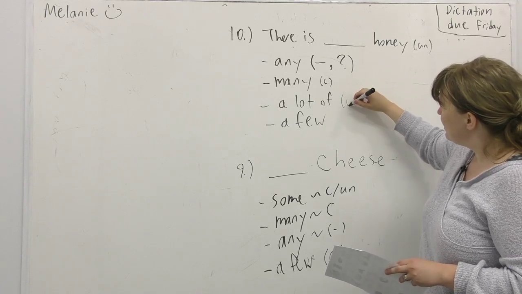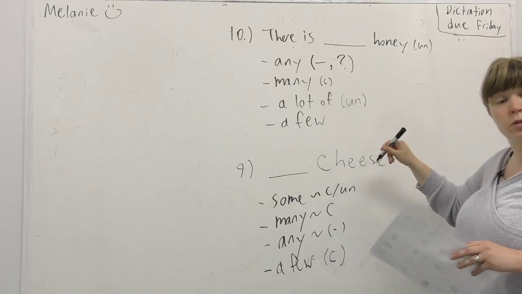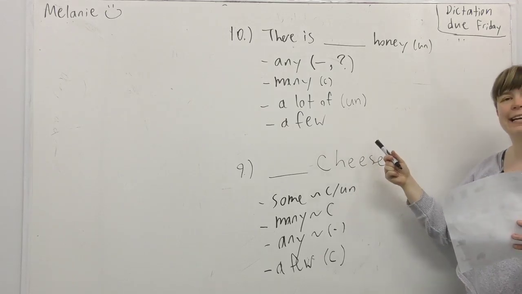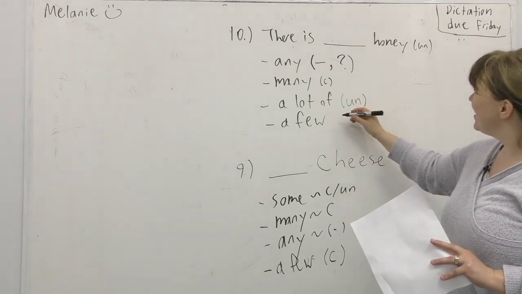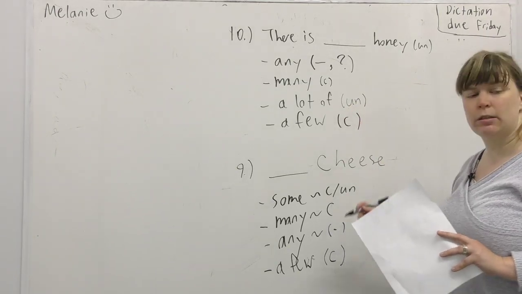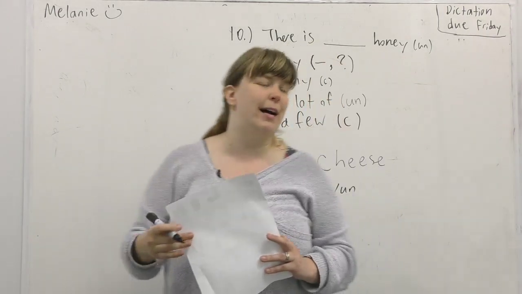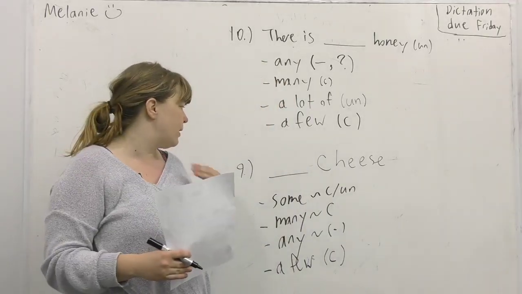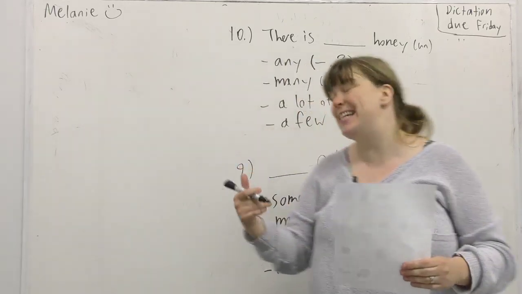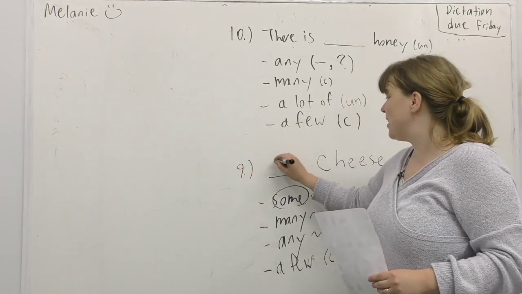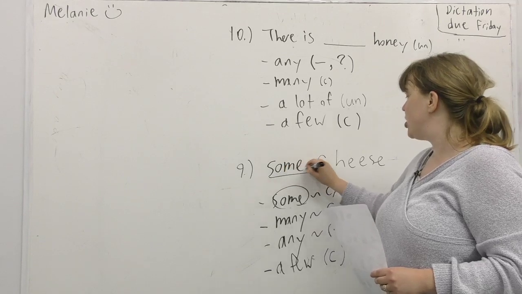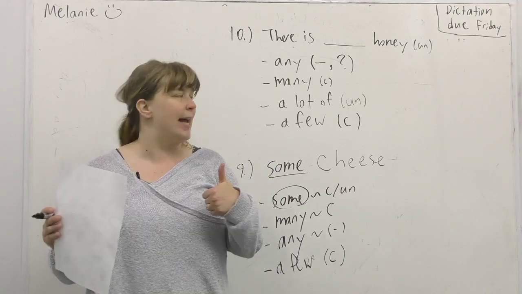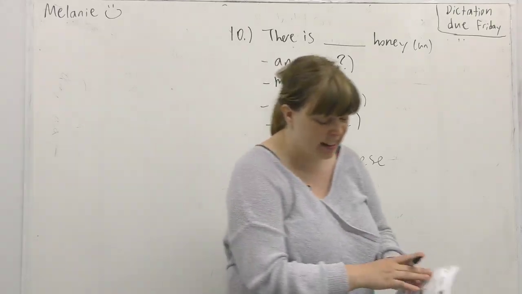So, typically, this could be uncountable. So maybe that'd be useful. There is a few honey. Let's see, this is countable, so don't know, maybe not. Oh, number 9, somebody gave an answer. Thank you very much. There is some cheese. Excellent. Yes, there is some cheese on the plate. Very good. Nice. Okay, so I'm going to get rid of that.